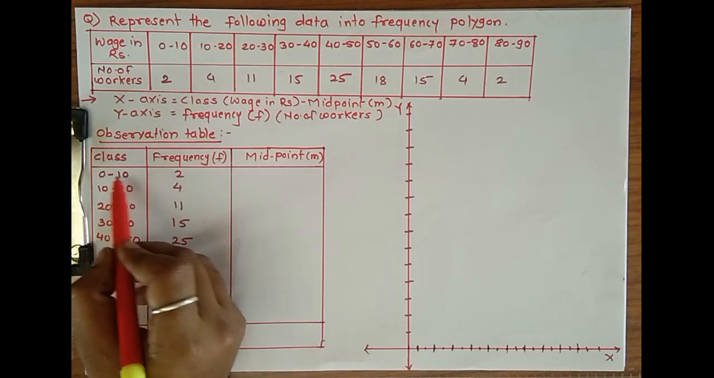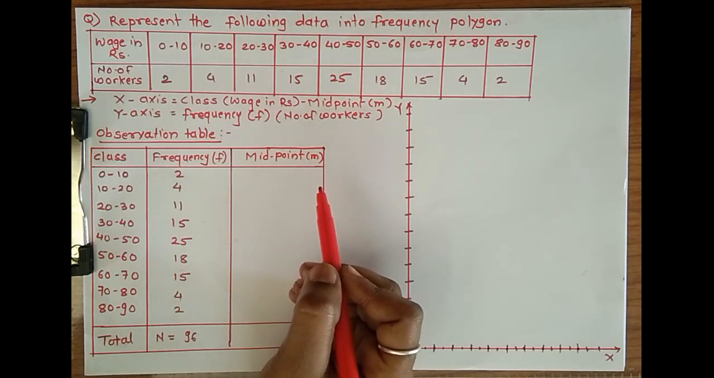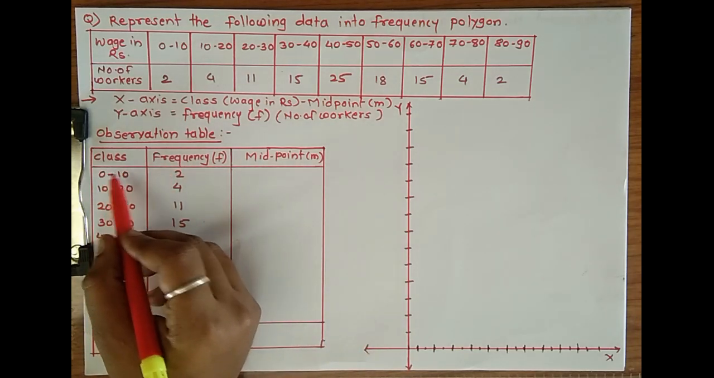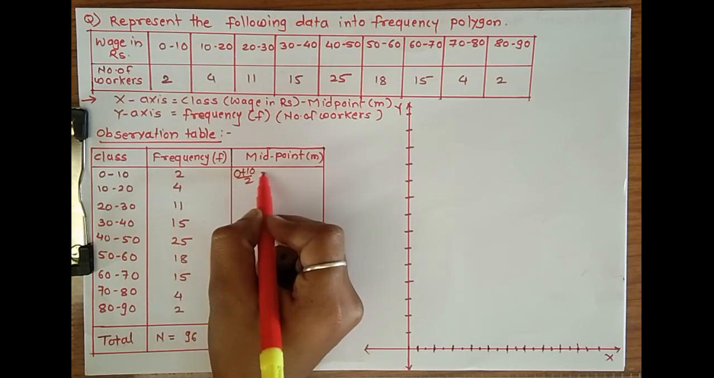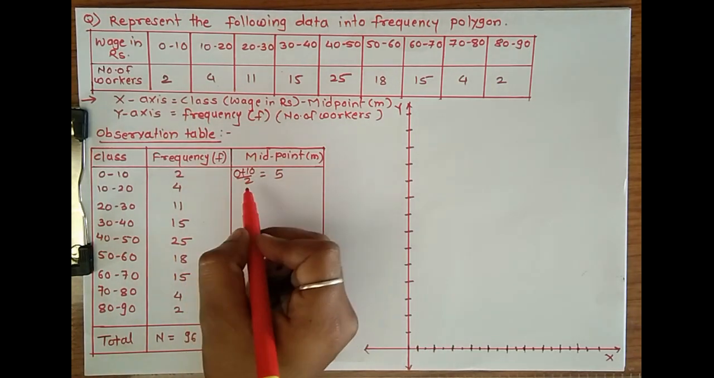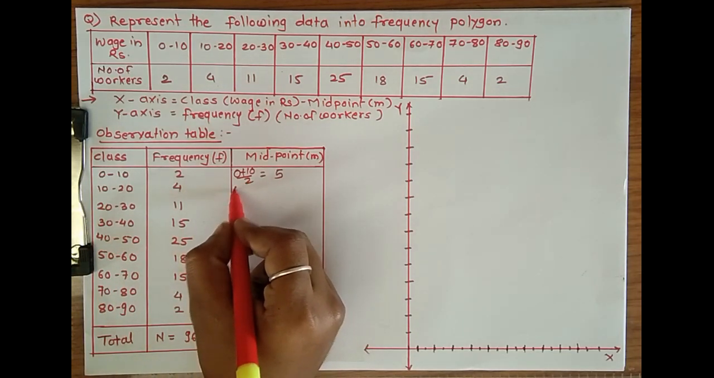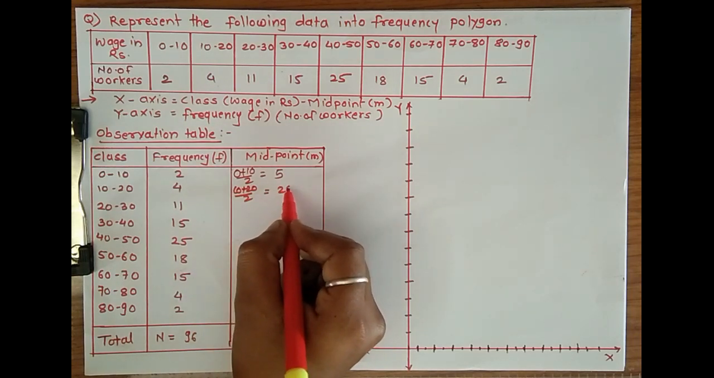First class is 0 to 10. The formula for midpoint is upper limit plus lower limit divided by 2. 10 plus 0, or 0 plus 10, divided by 2, which is 5. Midpoint of first class is 5. Midpoint of second class, that is 10 plus 20 divided by 2, 30 divided by 2, which is 15.